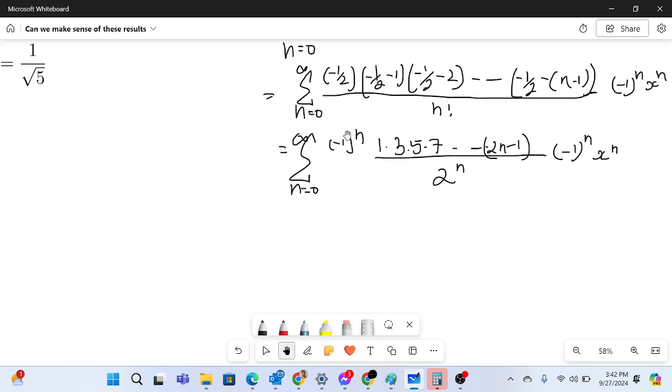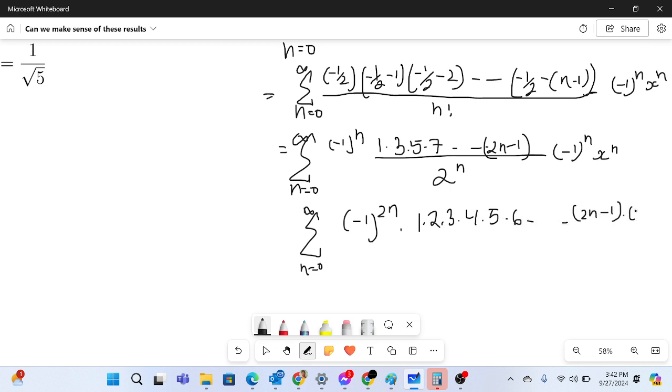Now since there are two minus 1 to the power n's, we can just write them in a single expression. So we will have minus 1 to the power 2n, and for this one I can introduce all these numbers in between, 2, 3, 4, 5, 6, up to 2n. And over here we know that these numbers 2 times 4 times 6 up to 2n, this is just n 2's multiplied by n factorial, right? Also I forgot the n factorial over here.